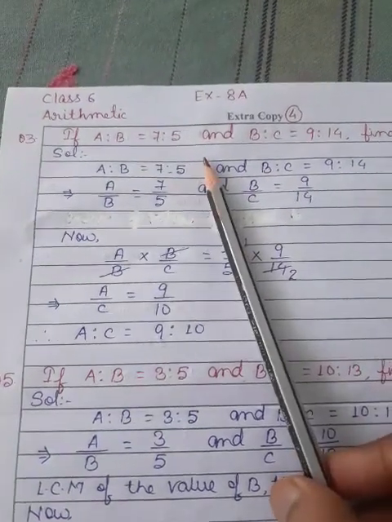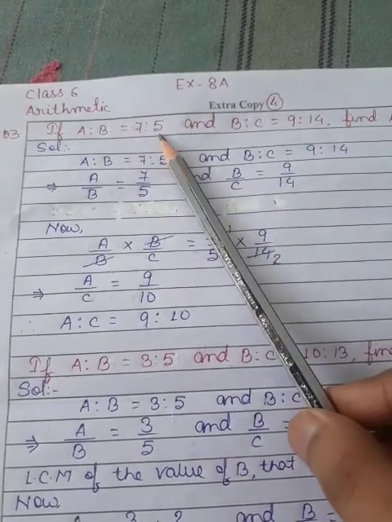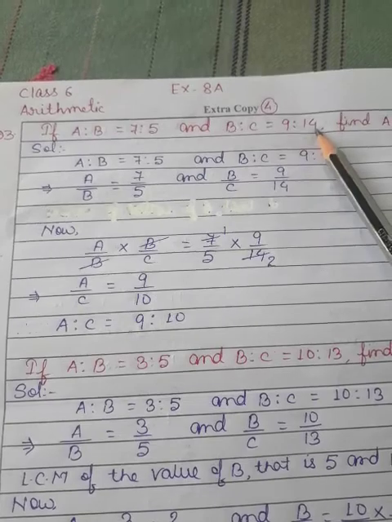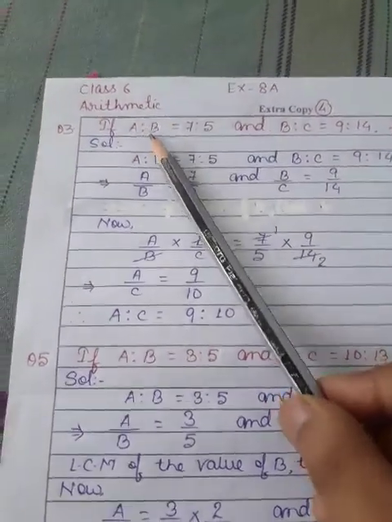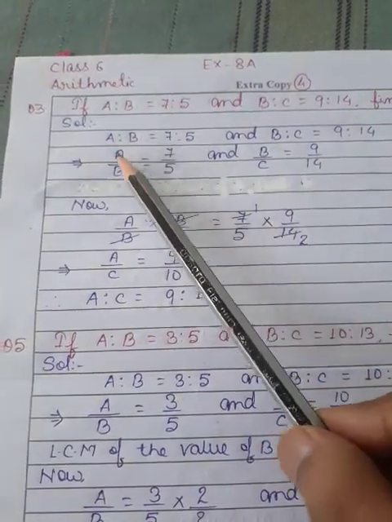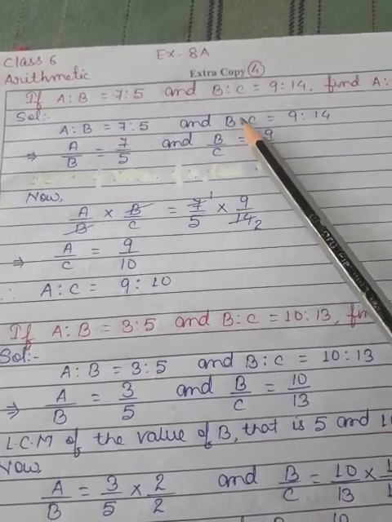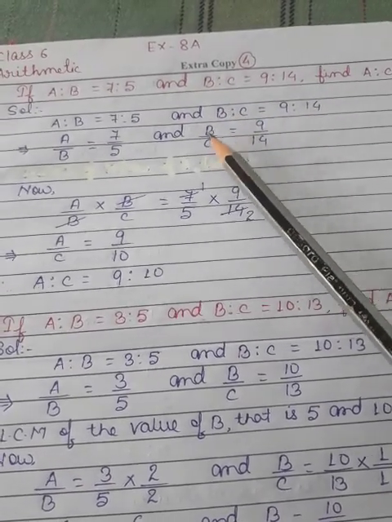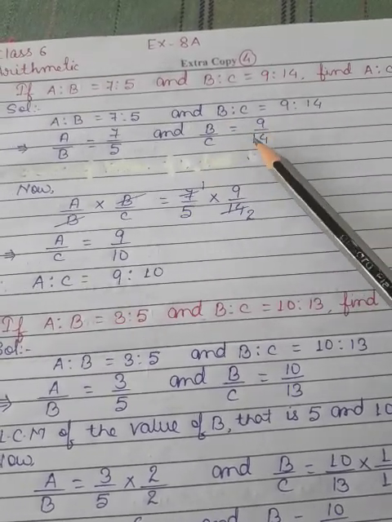In question number 3 we have: if A ratio B equal to 7 ratio 5 and B ratio C equal to 9 ratio 14, we have to find A ratio C. So A ratio B is 7 ratio 5, which can be written as A by B equal to 7 by 5. And once again B ratio C is 9 by 14, so B by C equals 9 by 14.